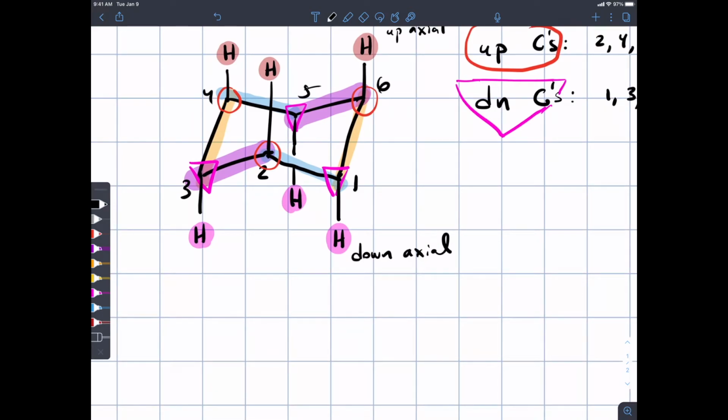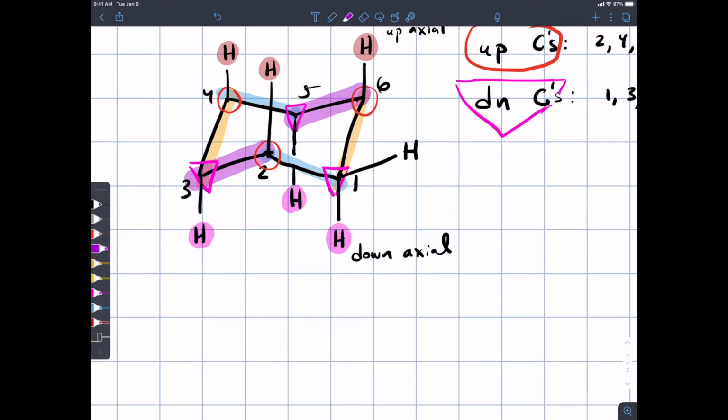Okay, so on a down carbon, where we have a down axial proton, the equatorial proton must be angled upward. There's no other place for it, but it's not going to be up like this. That doesn't make sense. And so to draw this realistically, you're going to draw a line to a proton that is parallel to the purple line between 3 and 2 and between 5 and 6. In other words, equatorial protons are parallel to bonds that are one bond away.